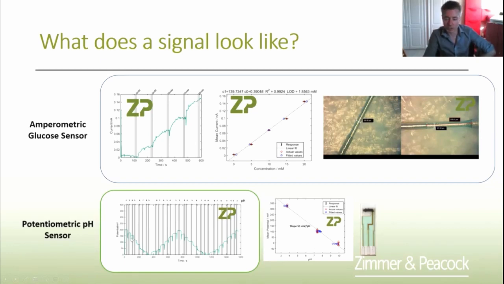I did see a question on YouTube, why do we use buffers so much? And obviously we use buffers a lot because we don't want pH to be a variable in our assay. So for example, a lot of people are interested in glucose measurements. Glucose measurements use an enzyme called glucose oxidase. Glucose oxidase is pH sensitive. It has its highest activity at pH 5, whereas blood, for example, has pH 7.